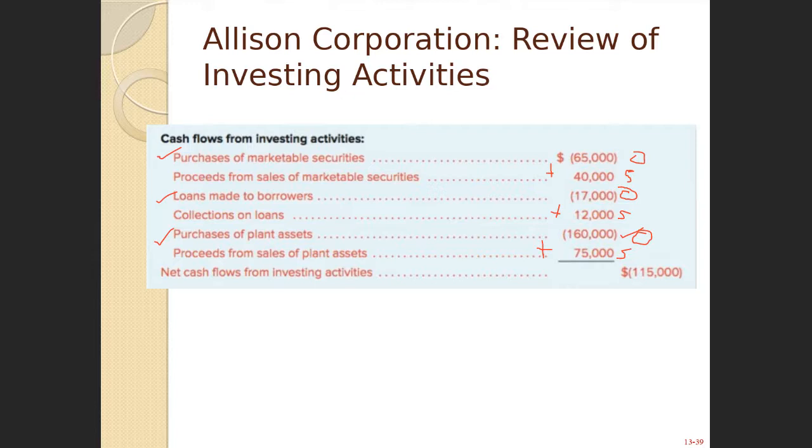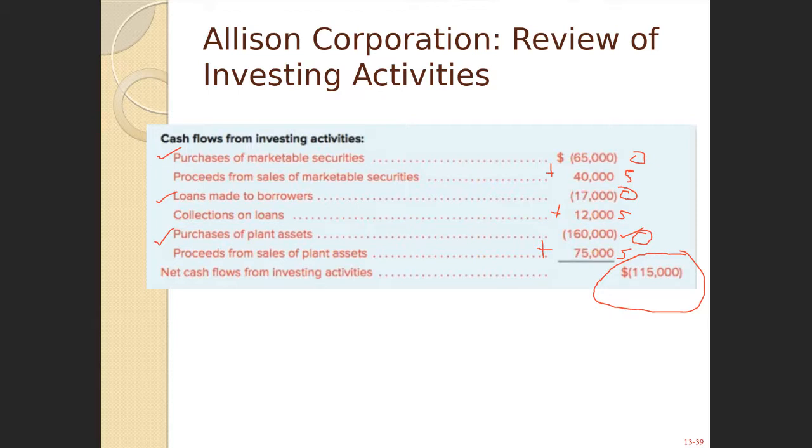So what was the net change in cash? With regard to the investing section, what was the net change in cash? The net change in cash for this year for the investing section was negative $115,000. Okay, all right. And again, remember, we relied on a lot of this information.